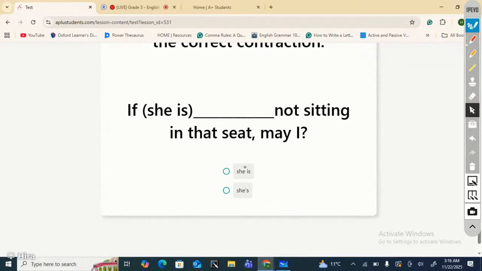Well, there is one option, the second option, with an apostrophe, and it shows the shortened form of she is. It is she's. One letter is left out. The i of the verb is left out, and in its place, an apostrophe is added. She is becomes she's.